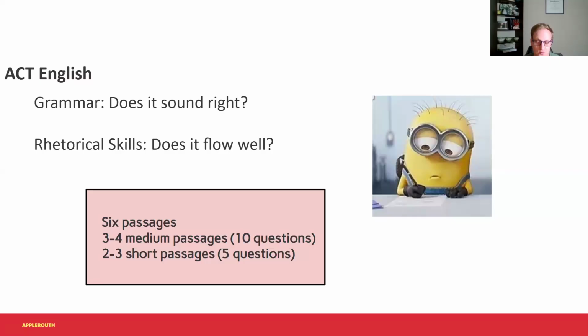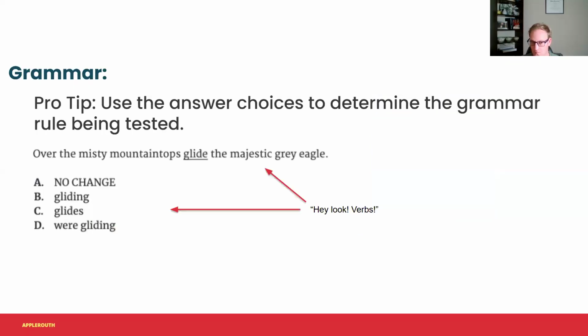For ACT English, whether you're online or on paper, it's going to be testing grammar and rhetorical skills. 6 passages, either 10 or 5 questions apiece. And we'll dig into a little bit to just how this looks and what you can expect. Which is really the name of the game on ACT and standardized tests, is know what to expect. These are not tests of intelligence, they're tests of effort. If you understand what to expect and what the writers do, you can game the system.